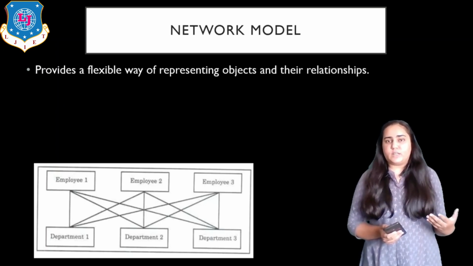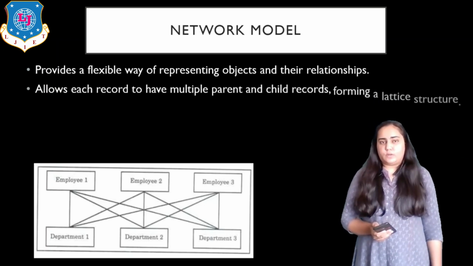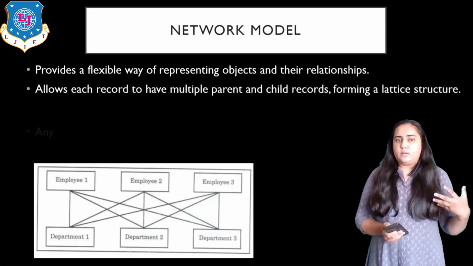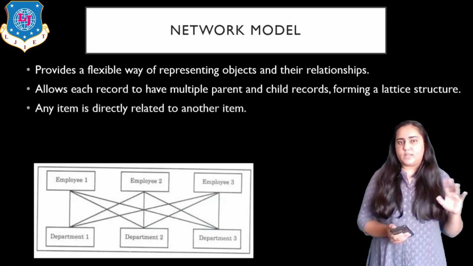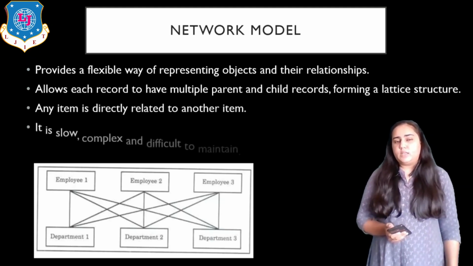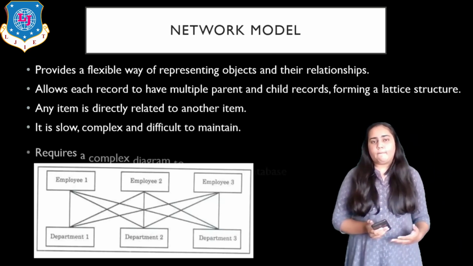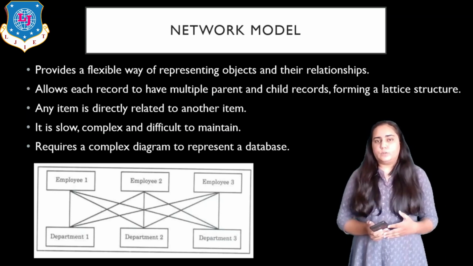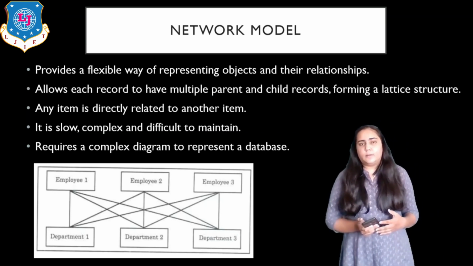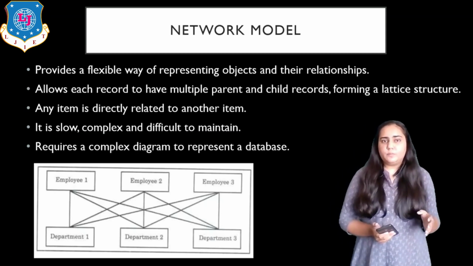The first feature is that it provides a flexible way of representing objects and other relations. Each record can have multiple parents and child records, so it's a lattice structure. Any item can be directly related to another item, and it's slow, complex, and difficult to maintain. Also, it requires a complex diagram to represent a database. So all of these are the features of a network model.